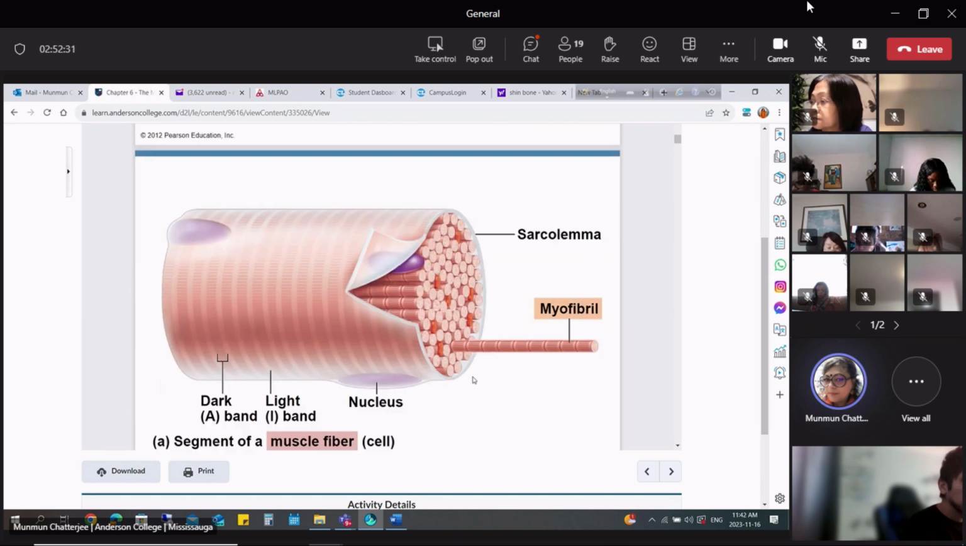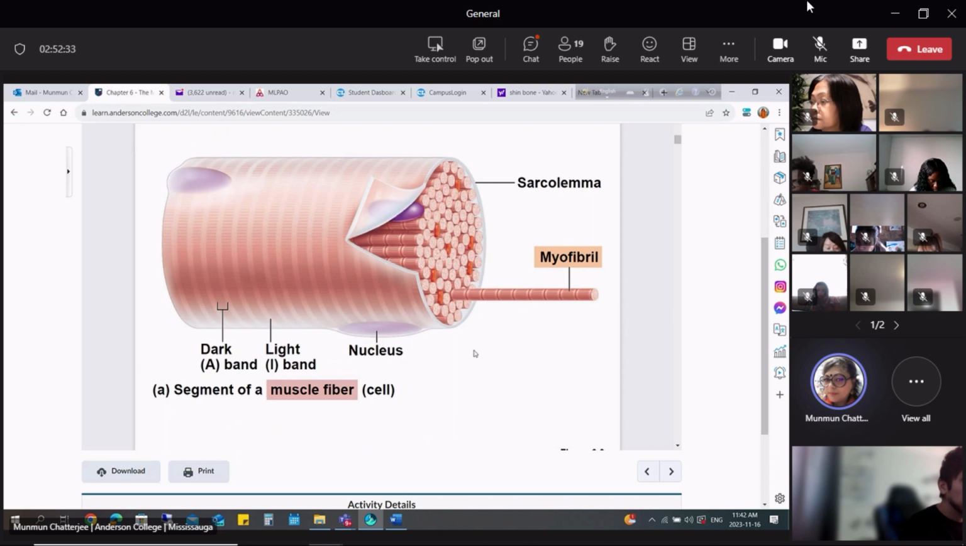So basically, it looks like this. This is called the sarcolemma. This is the nucleus of a muscle cell. This is the light band. This is the dark band. And you have a nucleus outside. So these are called the myofibril individual structure.